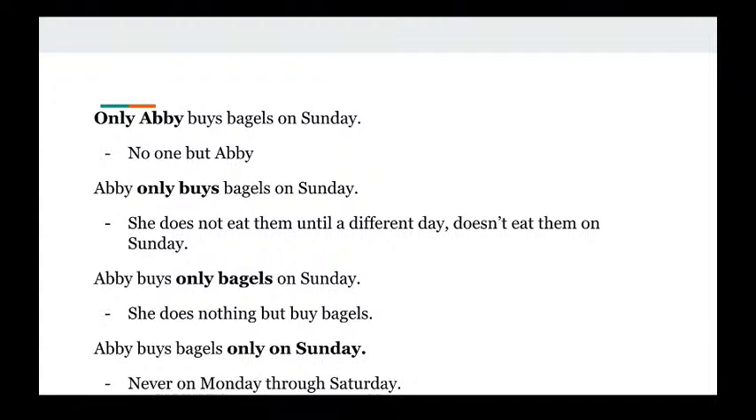Sentence number 3, putting only after the word buys and before bagels, reads Abby buys only bagels on Sunday. So that means she doesn't buy anything else. She doesn't do anything but buy bagels. So she buys only bagels. And then the last sentence, if we put only after bagels and before the word on, we have Abby buys bagels only on Sunday. So she never buys bagels on Monday or Saturday. She only buys them on Sunday, and that's the only day that she will buy them.